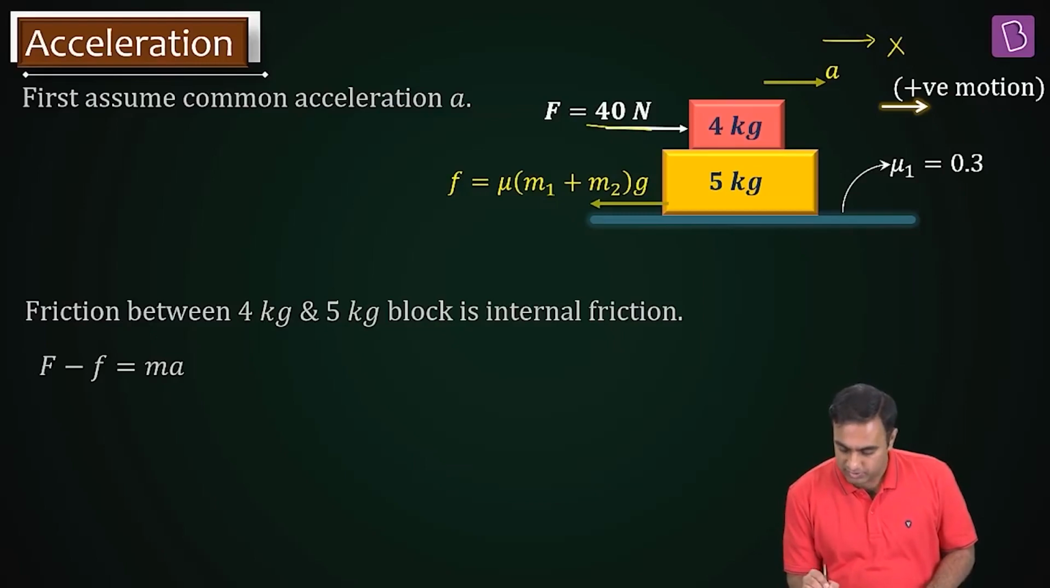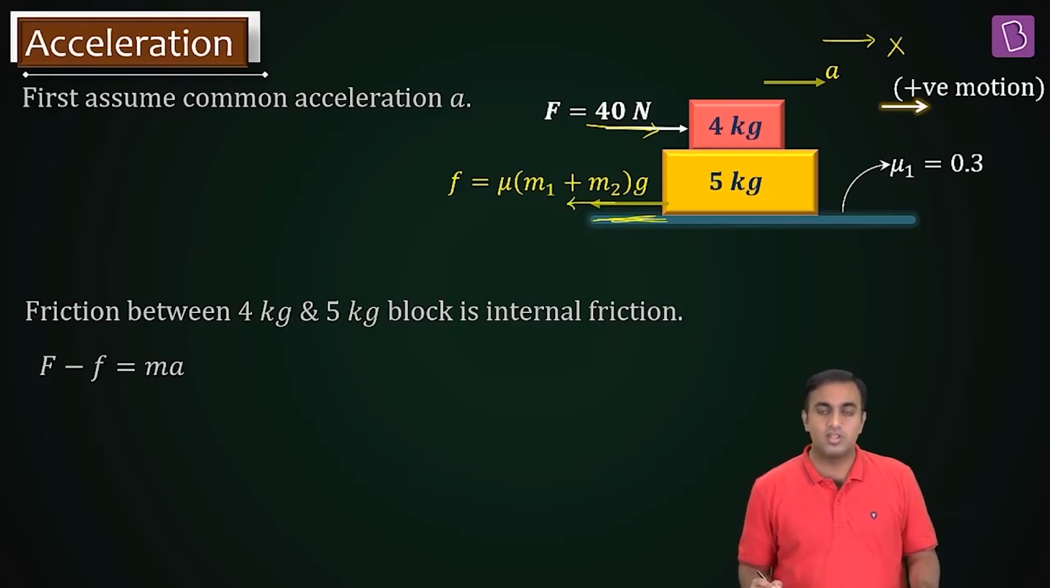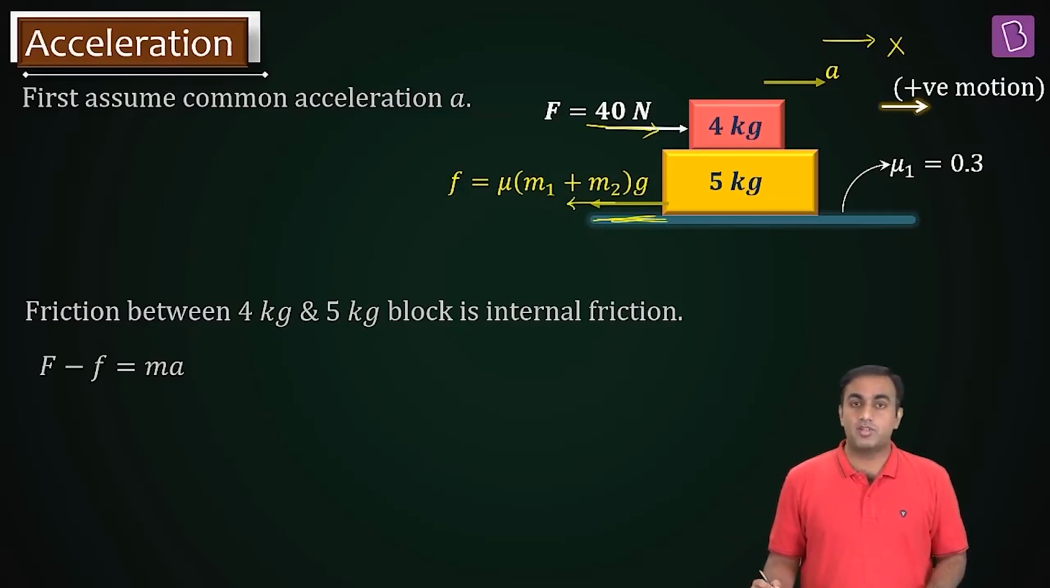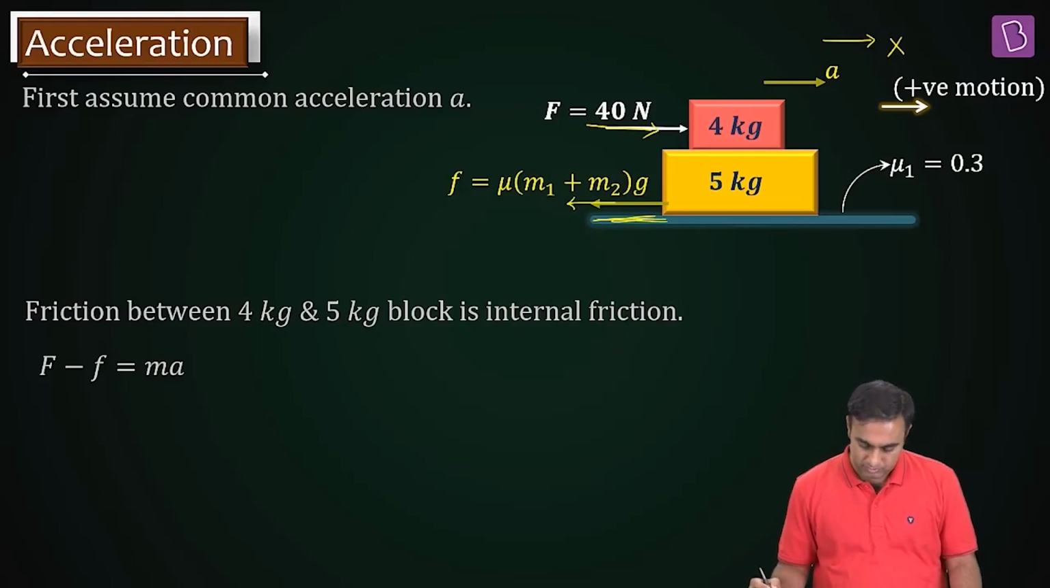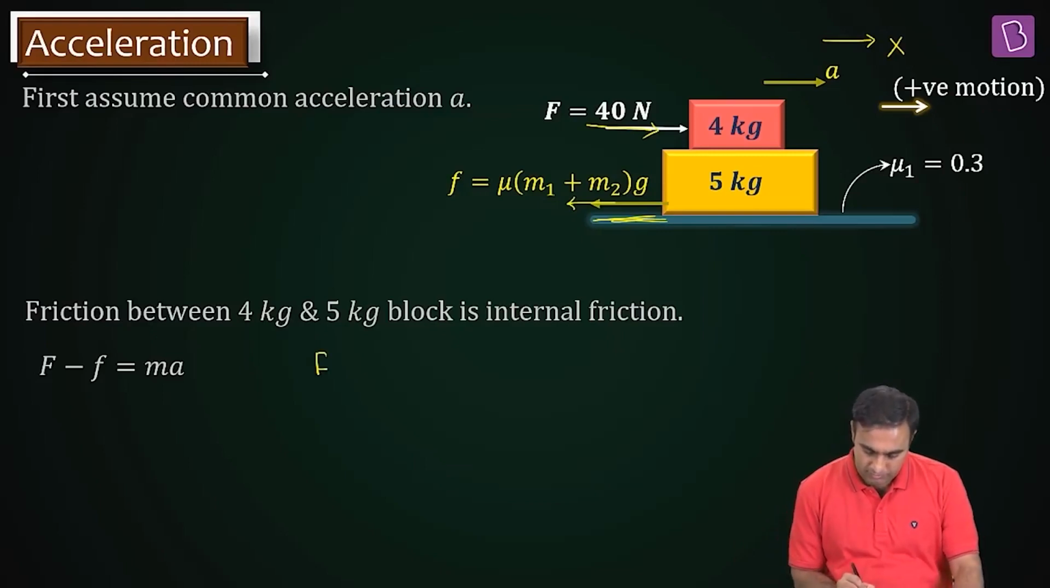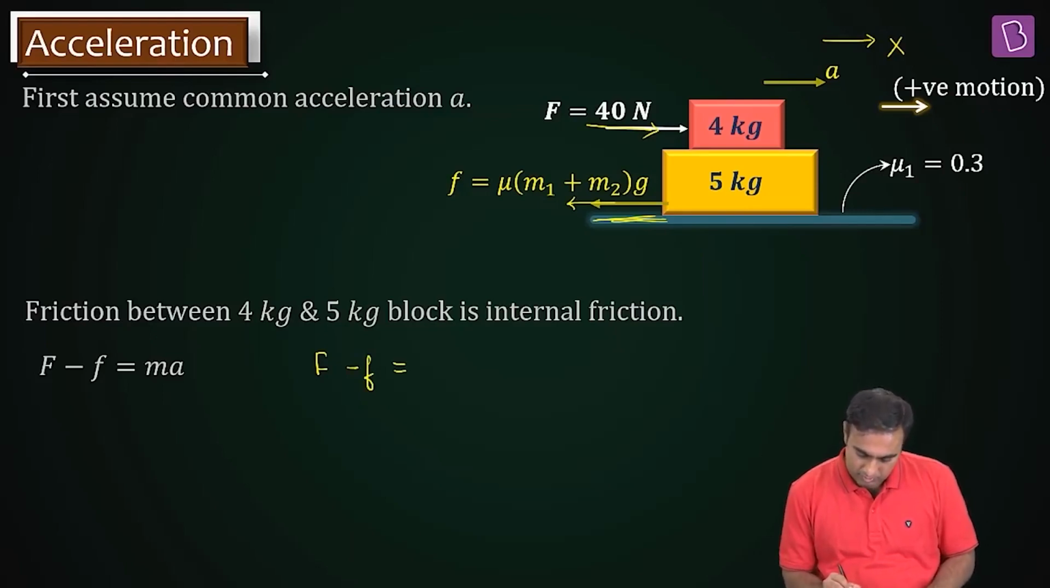There is 40 Newton in this direction. And there is friction between the 5 kg block lower surface and the horizontal surface, and it's in this direction. So, application of Newton's second law will give us F minus small f equals (4 plus 5) into A.